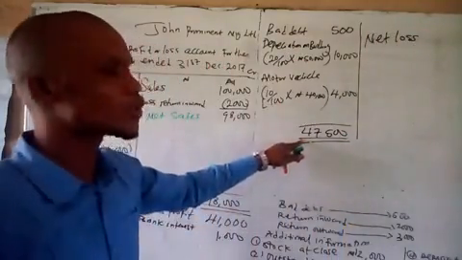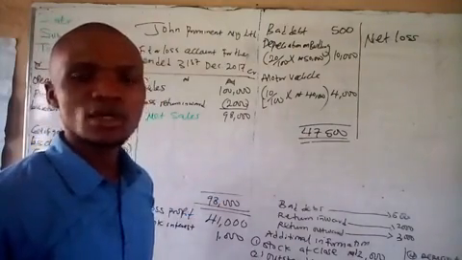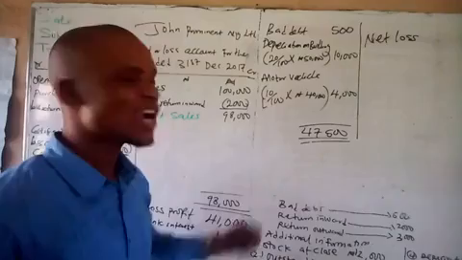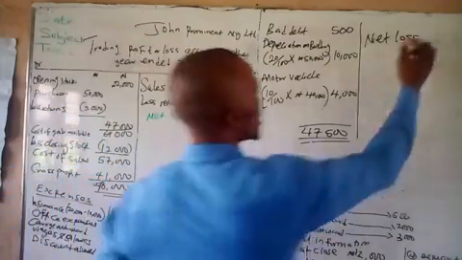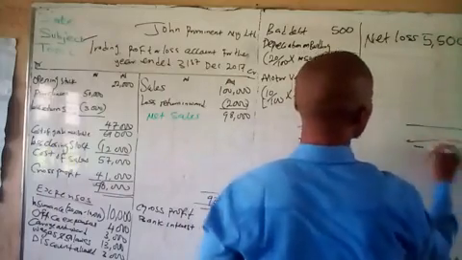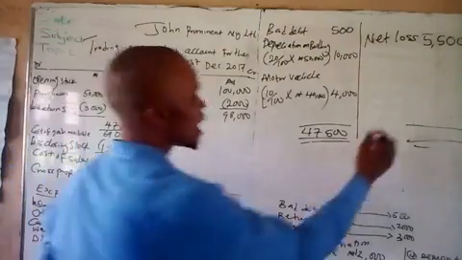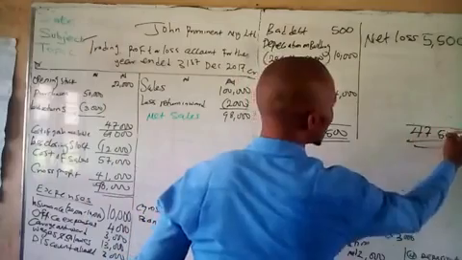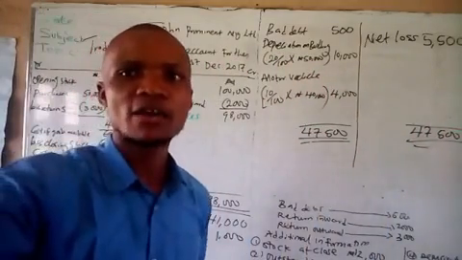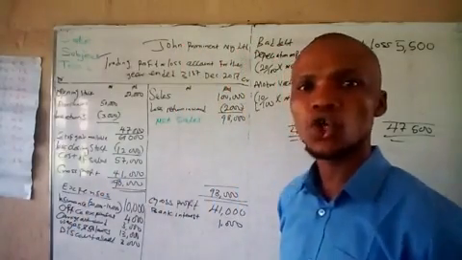So the total income was 42,000 naira. So 42,000 naira minus 47,500, then we have a balance of net loss of 5,500 naira. So our net loss is 5,500 naira. So when you add it, 5,500 naira plus 41,000 and 1,000, then you have a total of 47,500. All right. So that is all about trading profit or loss account.